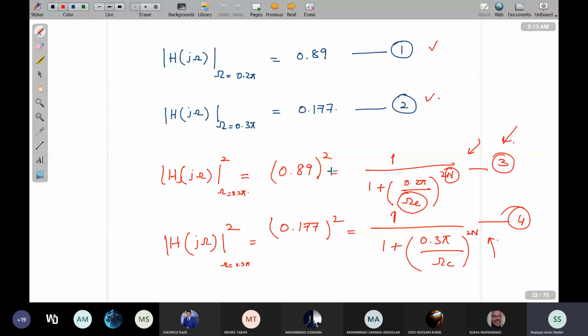So it is 0.89 squared, and that is equal to 1 over 1 plus (0.2 pi divided by omega c) raised to power 2n. And similarly, H of j omega squared at omega equal to 0.3 pi is 0.177 squared, equal to 1 over 1 plus (0.3 pi over omega c) raised to power 2n, and that's my equation 4. So I now have two equations and two unknowns. And what are the unknowns? N and omega c.